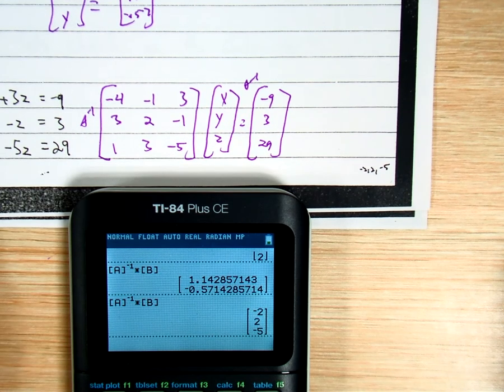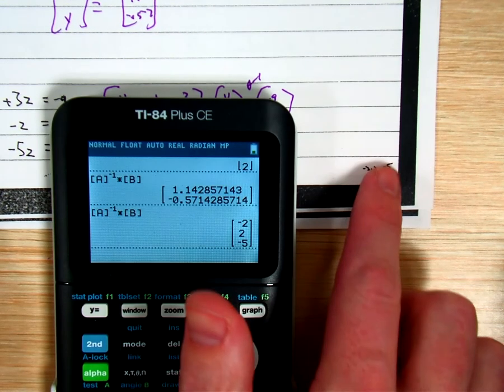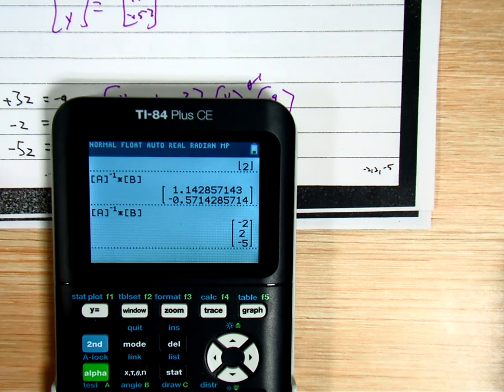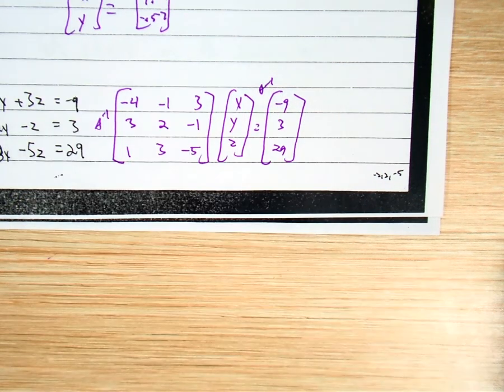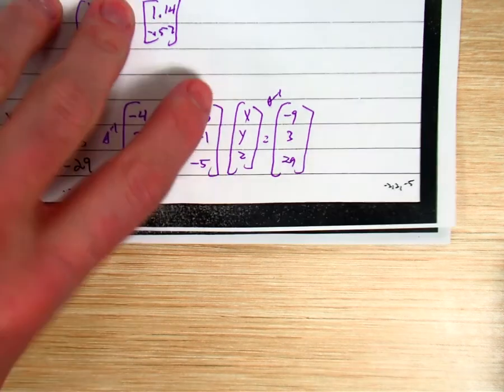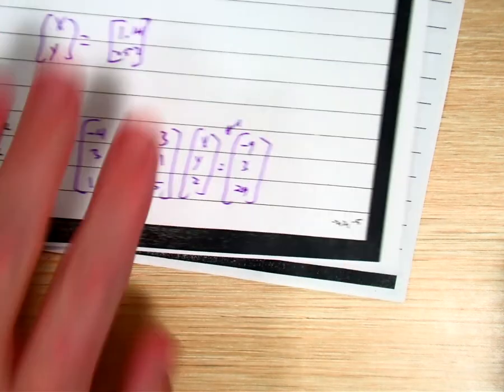Ta-da! Negative 2, 2, negative 5. And if you see down here in the tiny little corner, we got the answers written down. Negative 2, 2, negative 5. Okay? So that's what we're going to be doing next time. You might have like one of those sneaking in there today. That's what we're going to be focusing on in the next section.